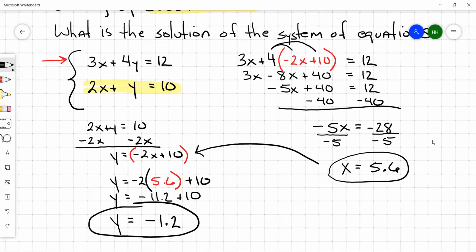So here's how the solution is written, because the question was, what is the solution of the system of equations? The solution is listed as a point, or the coordinates of a point. The solution is 5.6, negative 1.2.